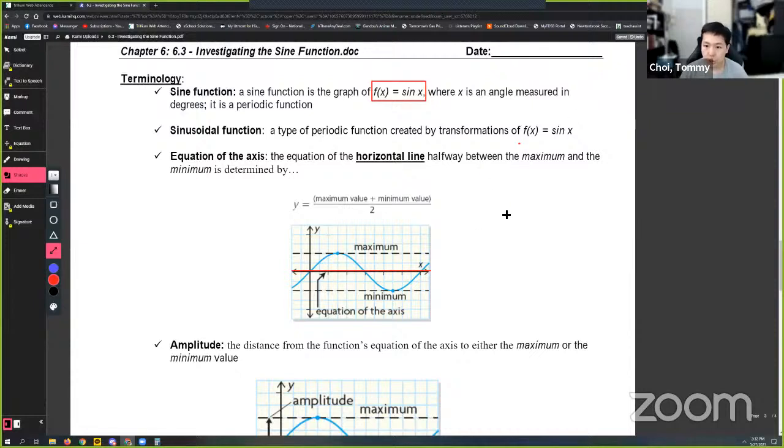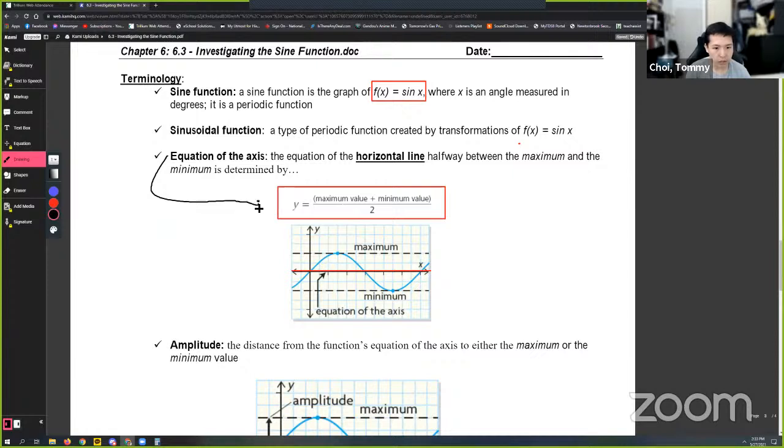That's really important for you to identify for a future lesson. And the formula for it is this one here. This is the formula, okay? And in case you didn't realize that, that's the formula. So that's how you get the equation of the axis using this. You take the maximum value of the function plus the minimum value of the function and divide it by 2. So that's going to be the equation of the axis.